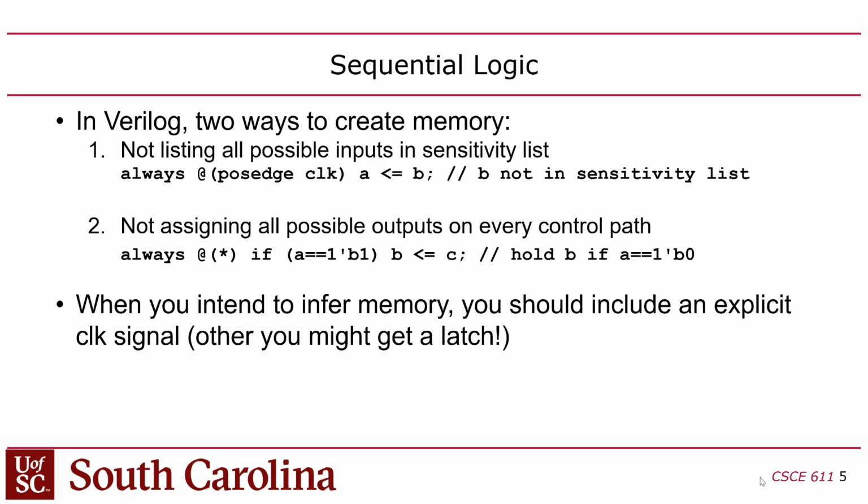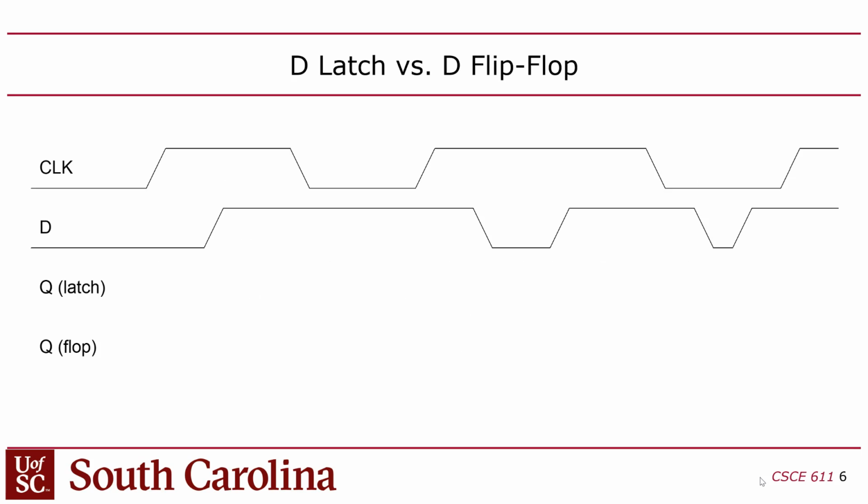The other way to do it is if you have an always statement and you don't assign all the possible outputs along all the control paths. So in this case, I say always at star, if A equals 1, then B gets C. Otherwise, well, what happens if A is not 1? Well, then memory, right? The problem is that the top one is the one you're supposed to use. The bottom one is called a latch, and you should avoid latches when you can.